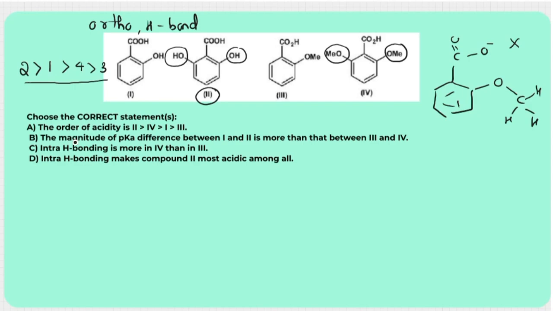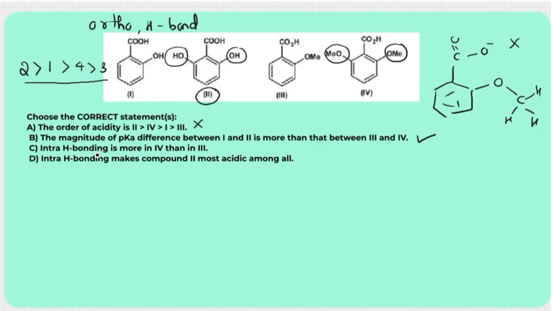Let's look for the statements. The order of acidity given is 2, 4, 1, 3. So what do we have? 2, 1, 4, 3. Therefore, this is a wrong statement. Now, let's check for the second statement. The magnitude of pKa difference between 1 and 2 is more than that of between 3 and 4. See, you can't remember the pKa values for all the molecules. I have already told you. See, these are way more acidic, right? And their difference will also be more. Therefore, this is a correct statement.